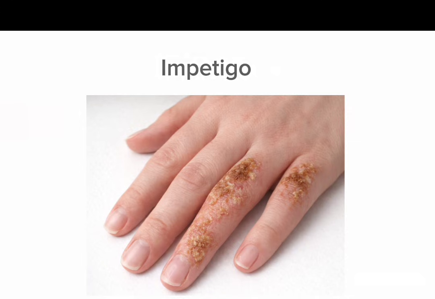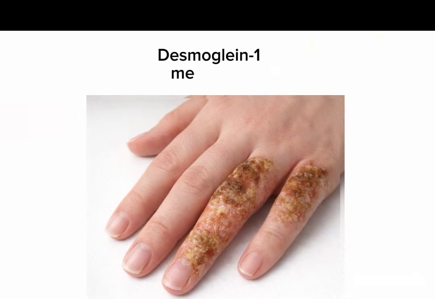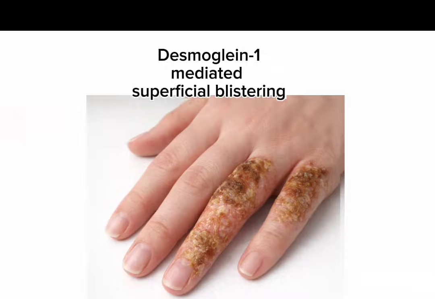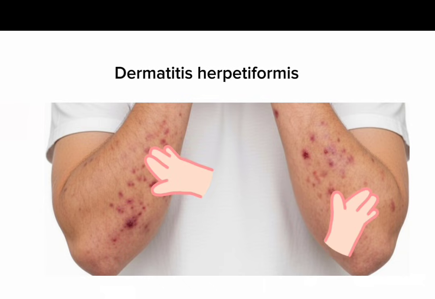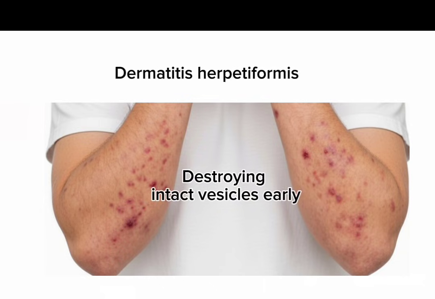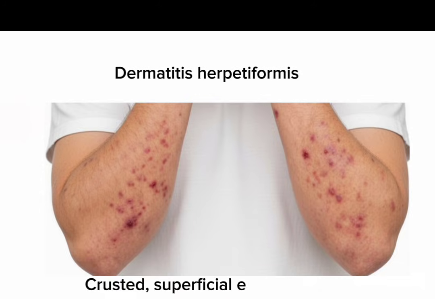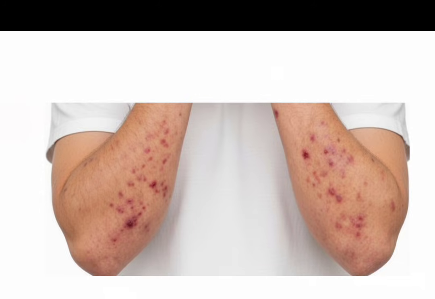Impetigo can also mimic Pemphigus foliaceus, since both involve desmoglein 1 mediated superficial blistering. Dermatitis herpetiformis is another mimic. Because of intense itching, patients scratch continuously, destroying intact vesicles early. Both conditions may appear as crusted, superficial erosions.